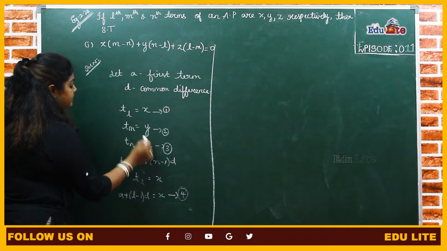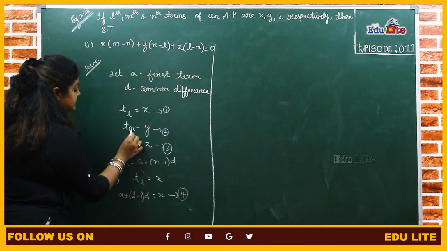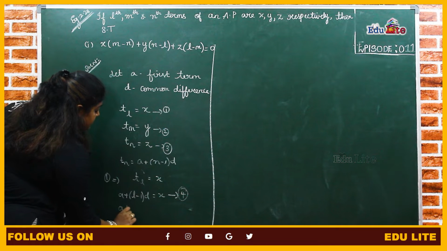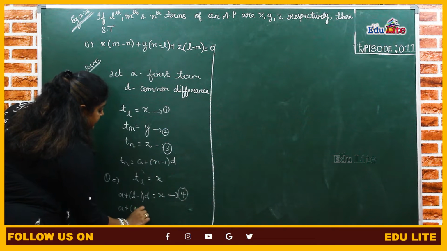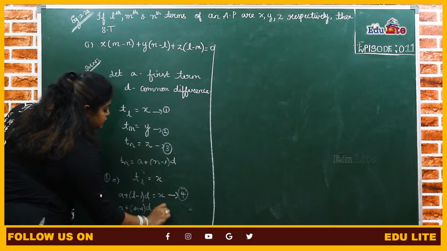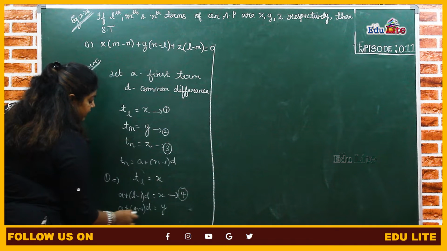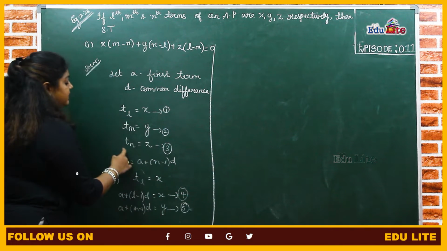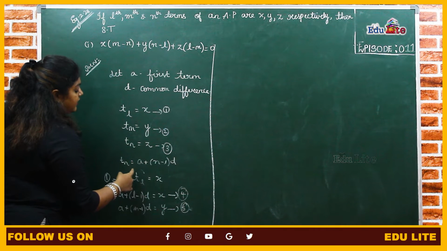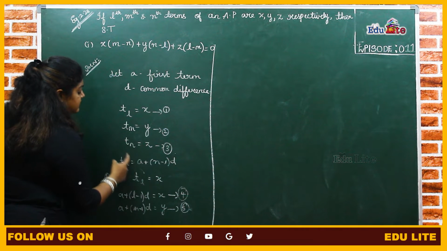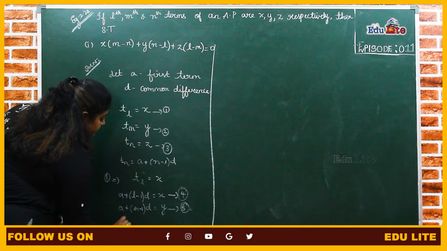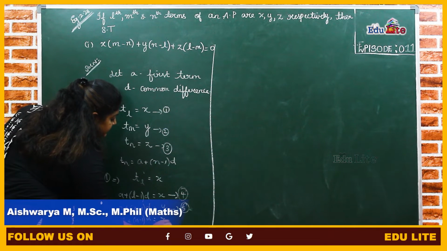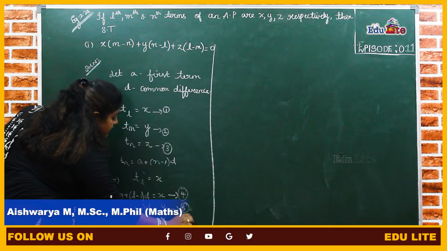Similarly, for Tm, we can replace n with m. Therefore, a plus m minus 1 into d equals y. I have rewritten the second equation as such and I am considering this as equation 5. Similarly, we are going to rewrite the third equation, and the left hand side could be written as a plus n minus 1 into d, which equals z. I am considering this as equation 6.